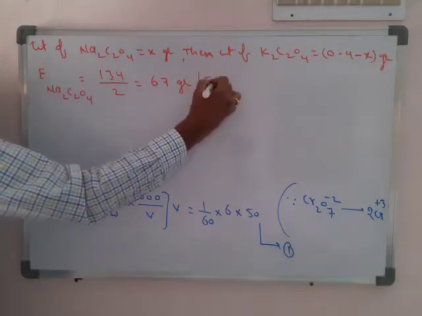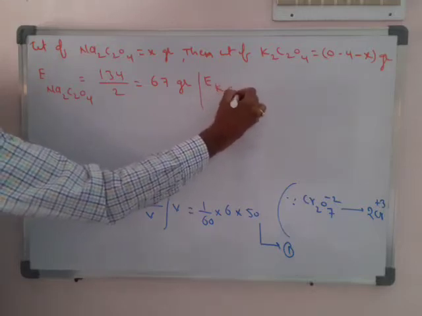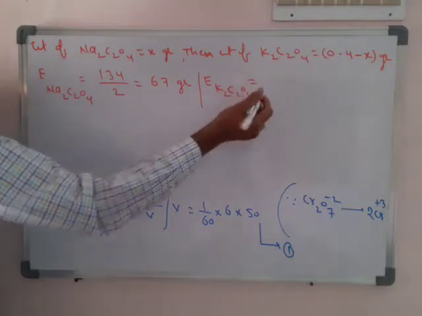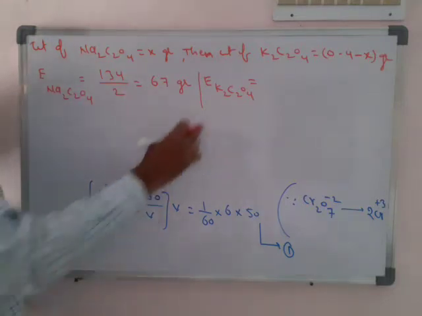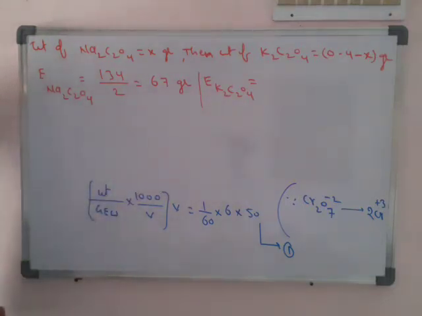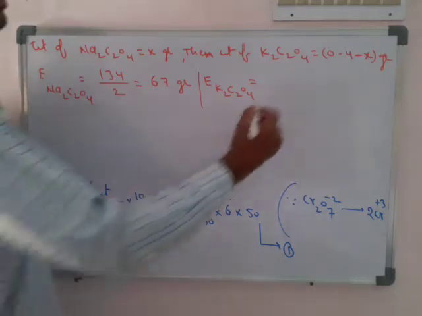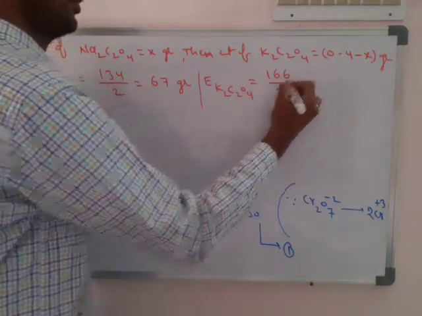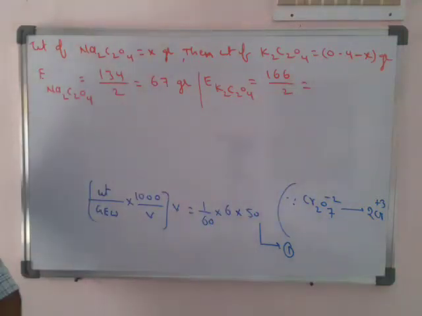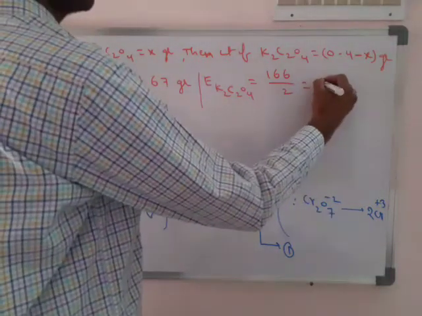Then what is the equivalent weight of potassium oxalate? The potassium formula weight is 39, so it's 2 into 39 plus 24 plus 64. Here we get 83 grams.